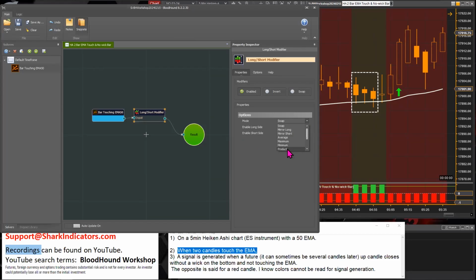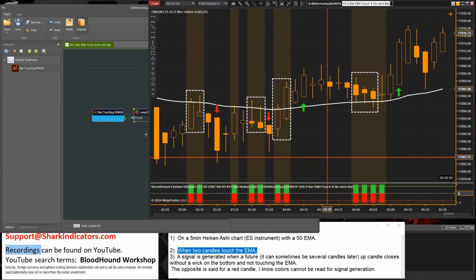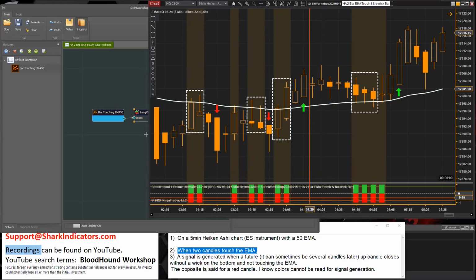And we're going to use the product there. All right, so product is multiplication. So you multiply the long output by the short output. Right, and there we have it. So there's all the bars touching that EMA with a long and short output.